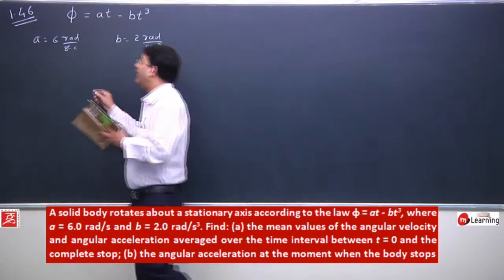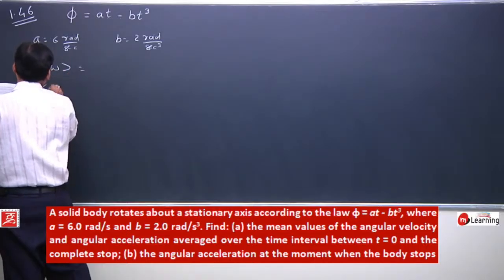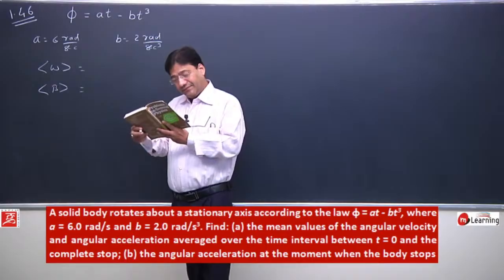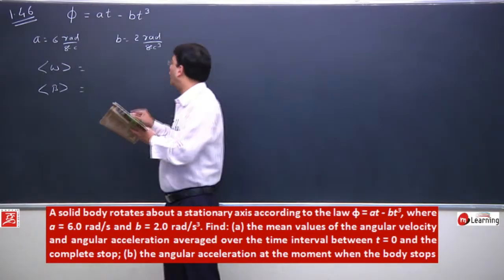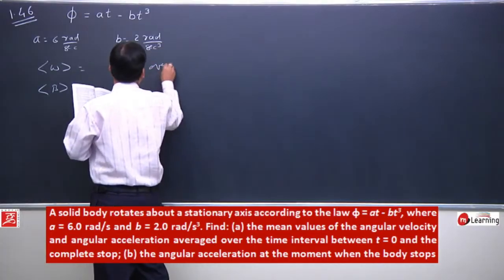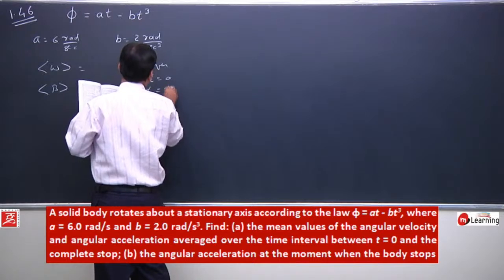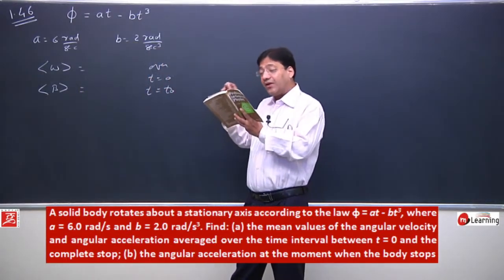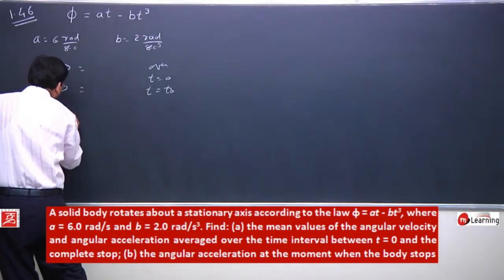Find the mean value of angular velocity, the mean value of angular acceleration averaged over t equal to 0 to t equal to t naught, where t naught is the time when it stops, and the angular acceleration of the body when it stops.